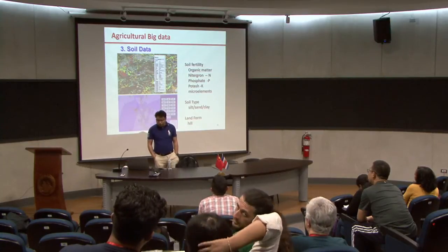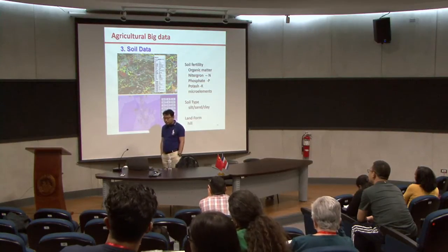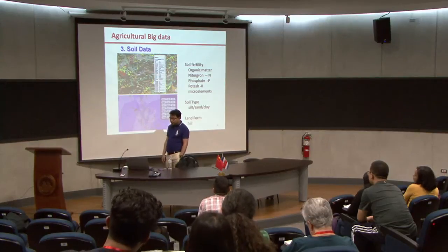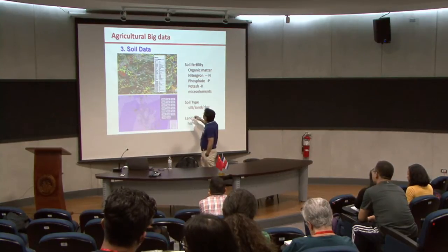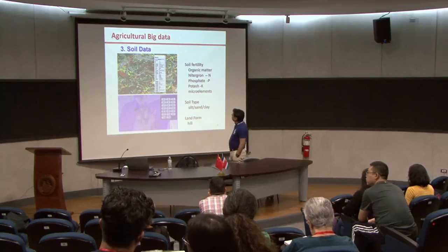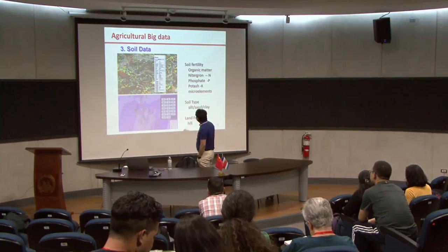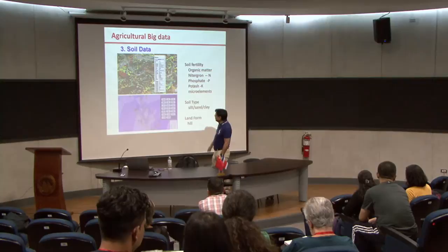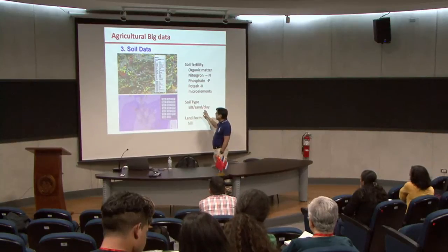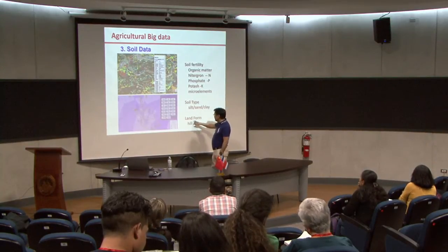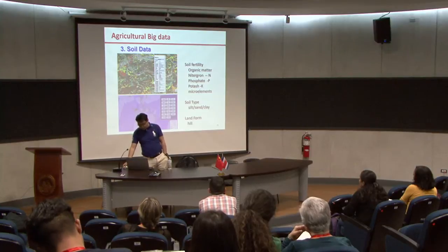This is web data. And also, for agriculture, we have soil data. Soil is very important to agriculture, so we have a lot of soil data. For example, soil fertility: organic matter, nitrogen, phosphorus, potassium, micro elements. Also soil type, different types of soil: silt, sand, clay. And landform: hill, plain, flat. All kinds of soil data.